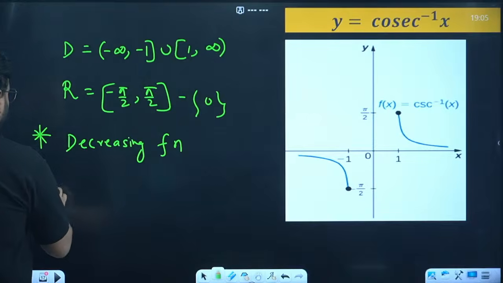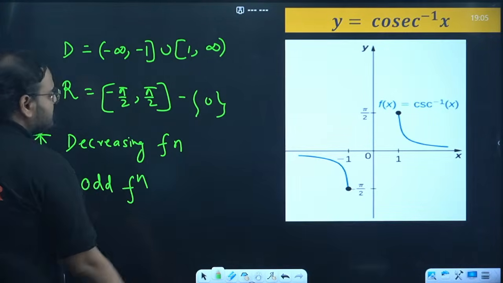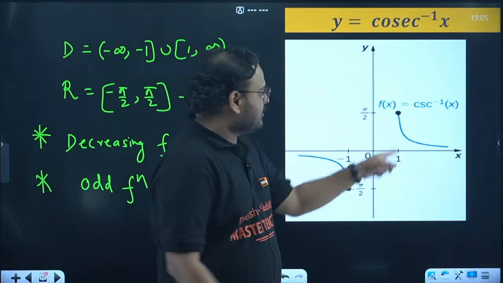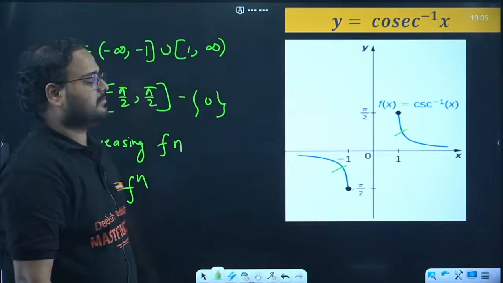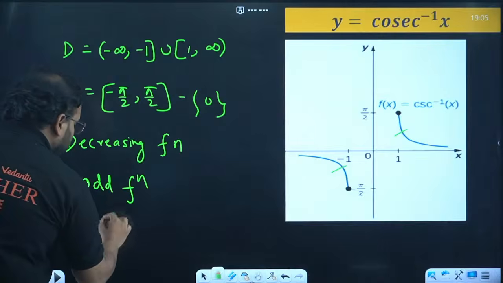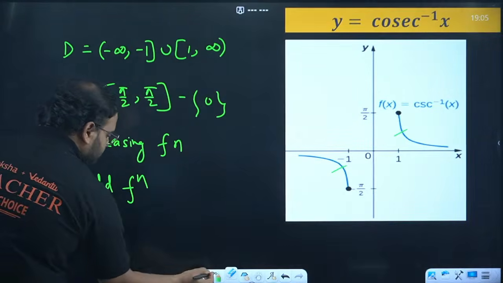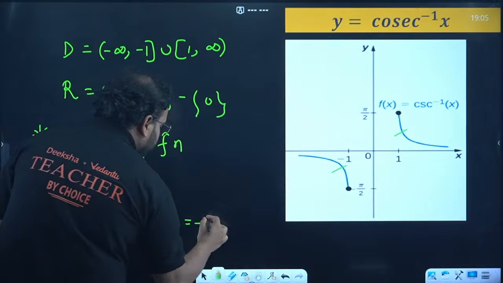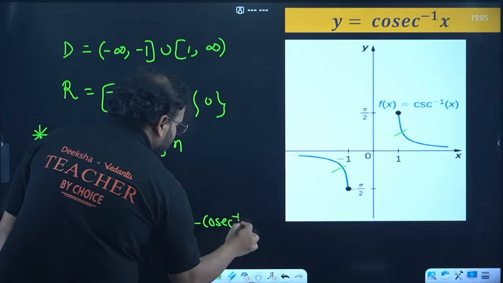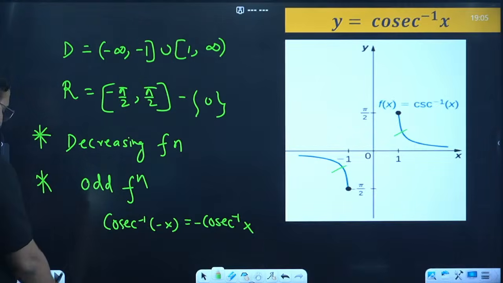What about odd function? It is odd function. How come it is odd function, sir? Because you can see this point, if I take, it's over here. It's symmetric about the origin. So odd function, it means cosec inverse of minus x is what? Minus cosec inverse of x. Right? This is clear.